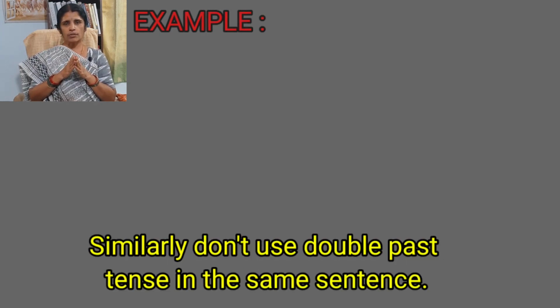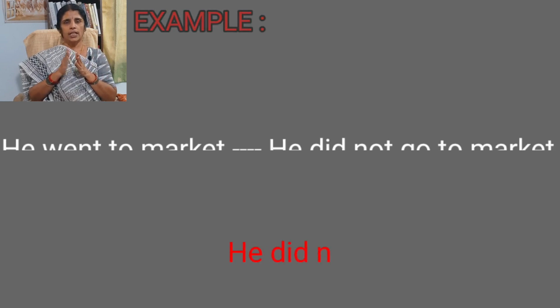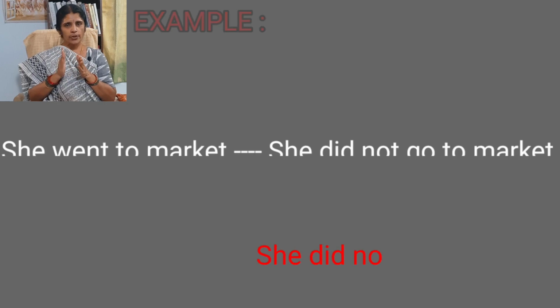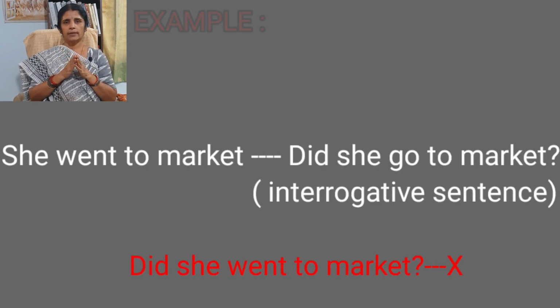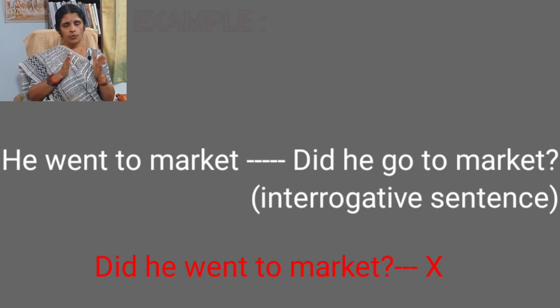Similarly, don't use double past tense in the same sentence. I went to market. I did not go to market, but not I did not went to market. He went to market. He did not go to market, but not he did not went to market. She went to market. She did not go to market, but not she did not went to market. She went to market. Did she go to market? But not did she went to market. He went to market. Did he go to market? Correct. But not did he went to market.